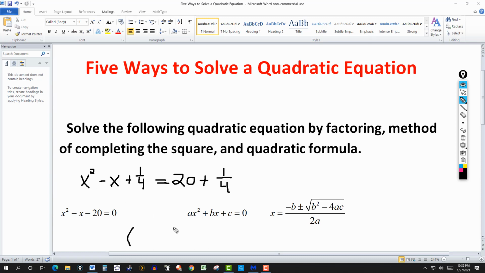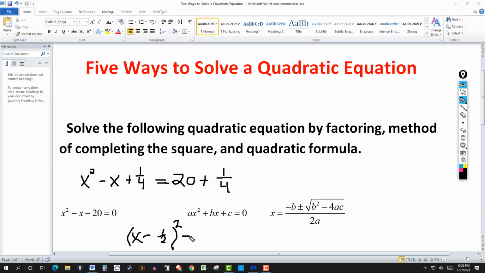So to factor it, we put the parentheses and then quantity squared here. And then we take the square root of the first term, which is x. Square root of x squared is x. Take the square root of the third term. The square root of 1/4 is 1/2. And then take the sign of the middle term, which is minus. Okay. So if I take x minus 1/2 and square it, I get this side over here.